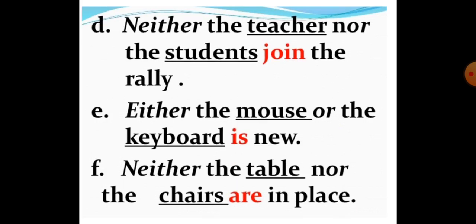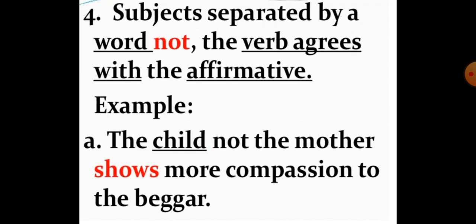Okay, now let's see few more examples. Neither the teacher nor the students join the rally. So here you can see students is plural, so we have put join. Okay, we have written join. अगर यहाँ पे सिर्फ स्टूडेंट होता बेटा तो यहाँ पे क्या हो जाता? जॉइंस हो जाता. Okay, either the mouse or the keyboard is new. Neither the table nor the chairs are in place. Okay, so these are the few examples of how to use either or neither or. Okay, now next let's see the next rule.